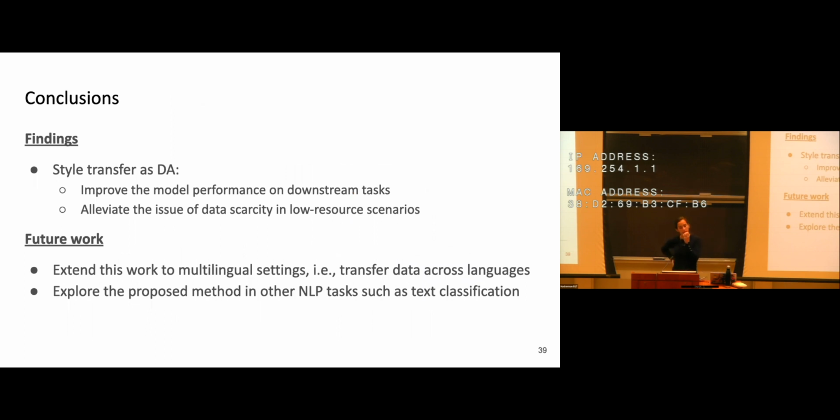So in conclusion, we do style transfer for data augmentation. We show that it improves downstream task performance. It alleviates a little bit of the issues of having low resource scenarios. I think this could be applied to other downstream tasks. We want to extend this work to multilingual settings. All of this work was done only on English, mapping from one domain in English to another domain in English, but it will be super interesting to see how we can do that across languages. And then explore other tasks, like maybe even text classification, which will be much easier because you don't have to deal with the linearization problem.